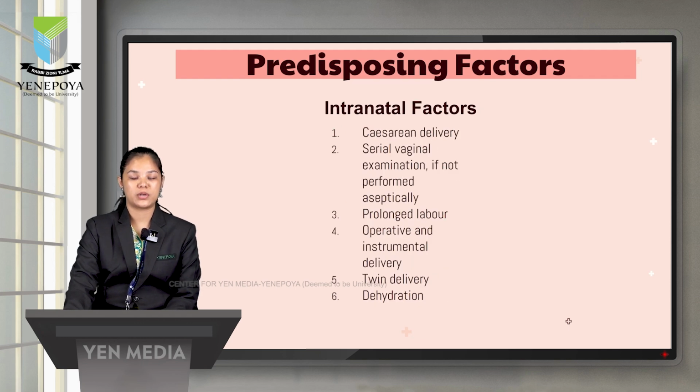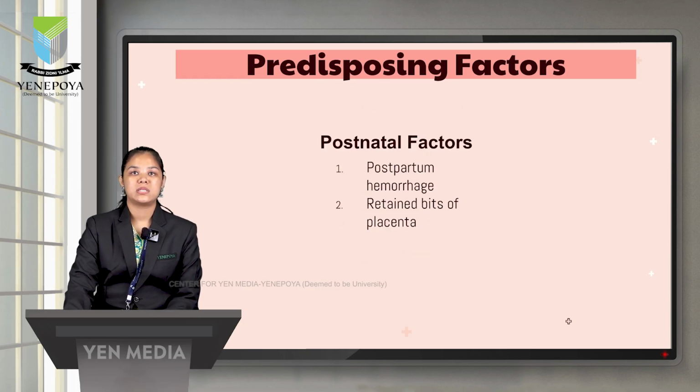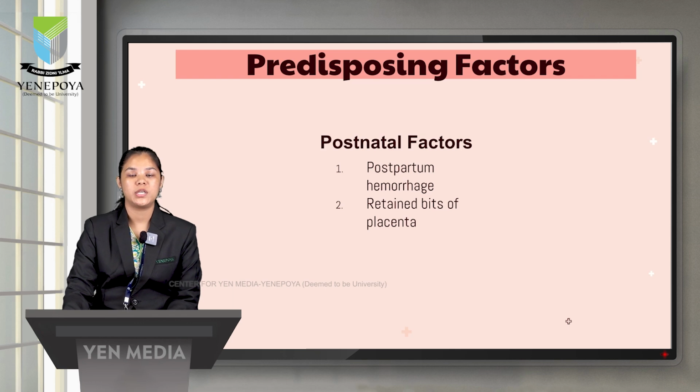Next, moving on to the intranatal factors: cesarean delivery, serial vaginal examination, that is frequent vaginal examination which is not performed under aseptic technique, prolonged labor, operative and instrumental delivery, twin pregnancy, and dehydration. Last, the postnatal factors: postpartum hemorrhage and retained bits of placenta. So all these three groups can be considered as predisposing factors.